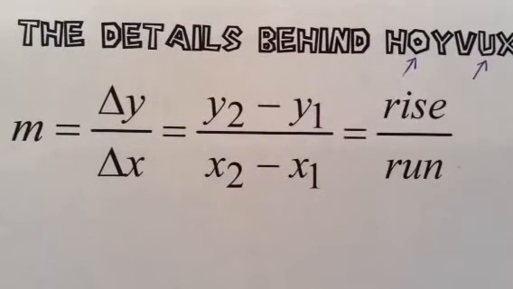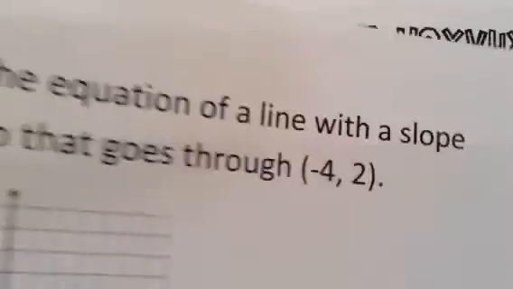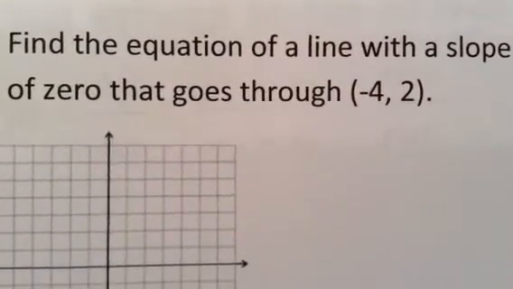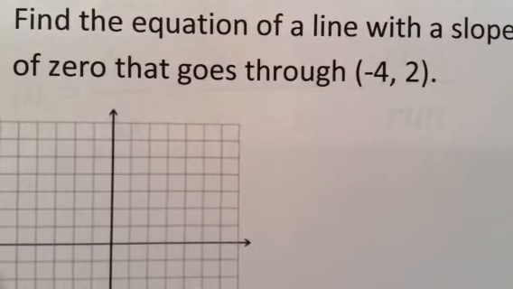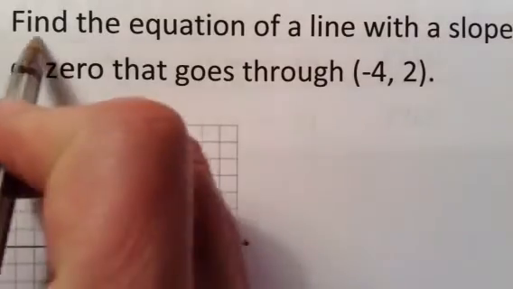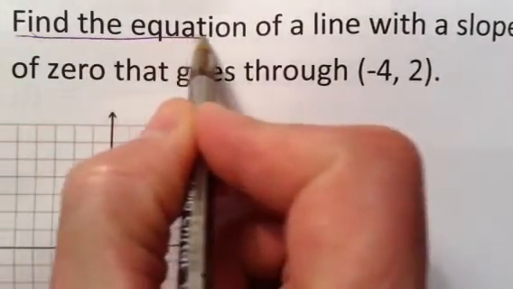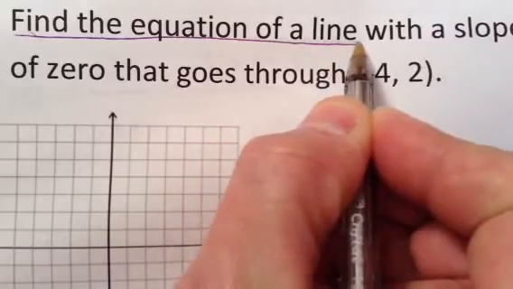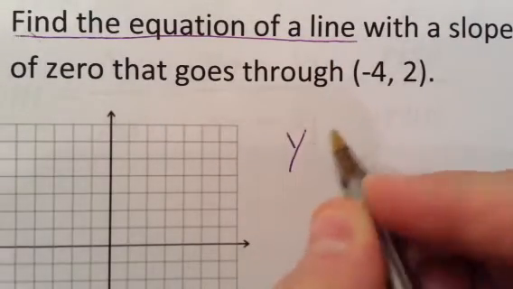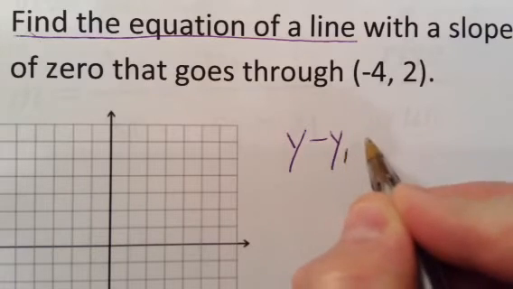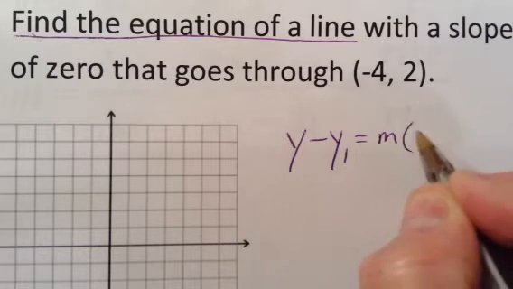So let's take a look at some of the problems that you might face. Well, how about this one? This one says to find the equation of a line with a slope of 0 that goes through (-4, 2). Now, anytime you see this phrase, find the equation of a line, we usually start with, well, the best place to start, which is our point-slope formula.